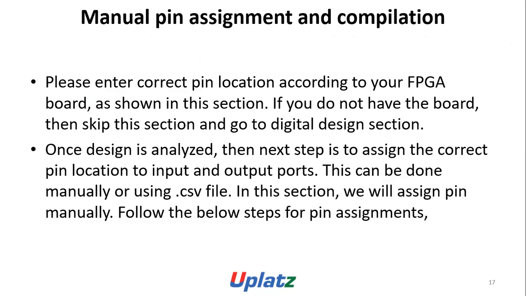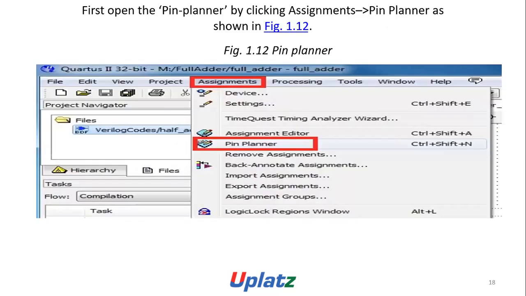Manual pin assignment and compilation. Please enter the correct pin location according to your FPGA board as shown in this section. If you do not have an FPGA board, then skip this section and go to the digital design section. Once the design is analyzed, the next step is to assign the correct pin location to input or output ports. This can be done manually or using a .csv file. In this section, we will assign pins manually. Follow the below steps for pin assignments.